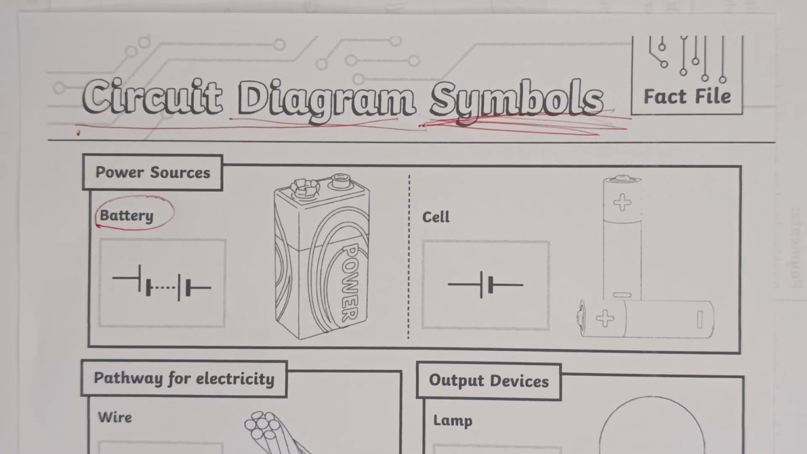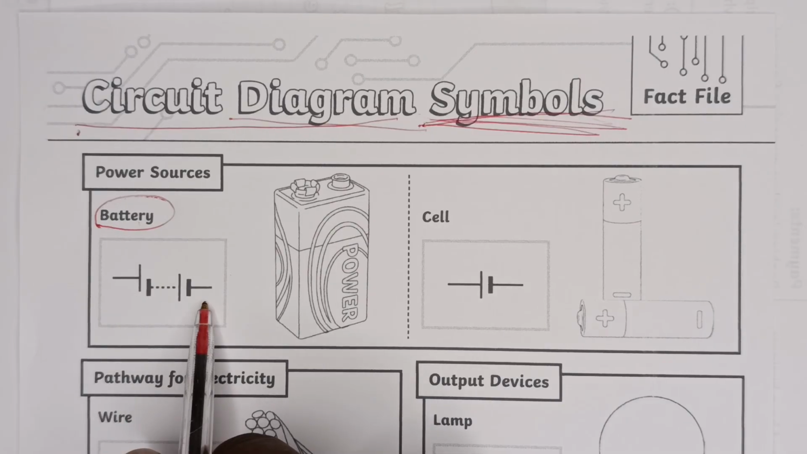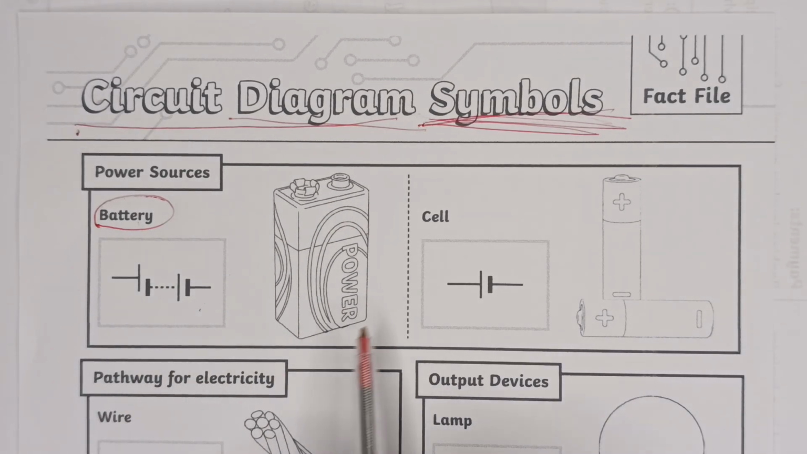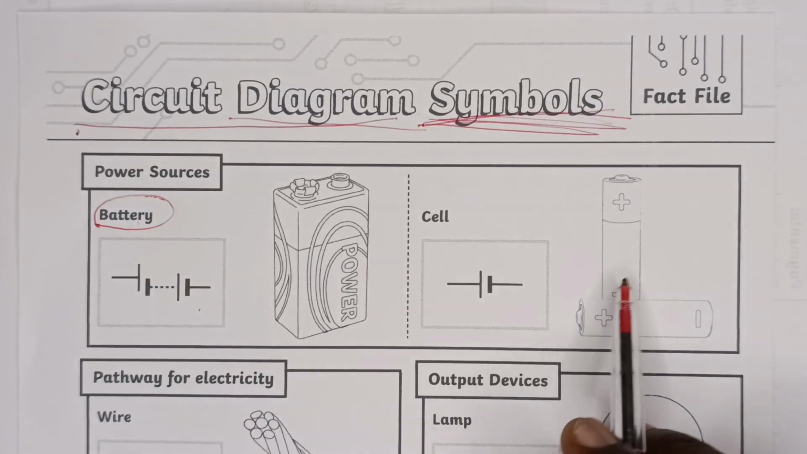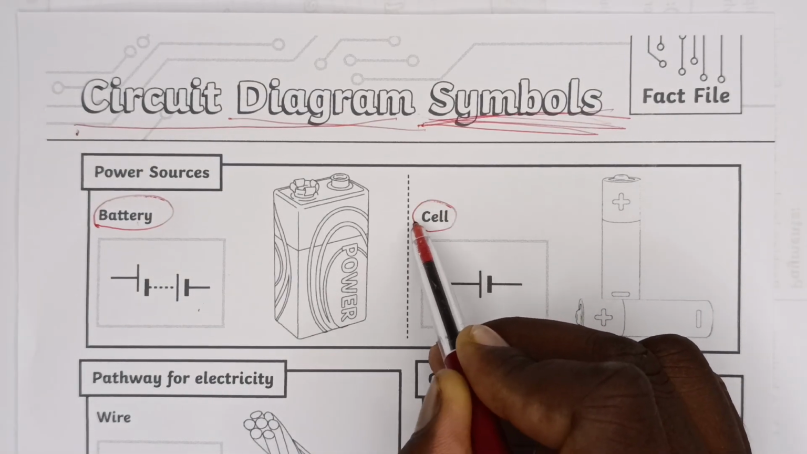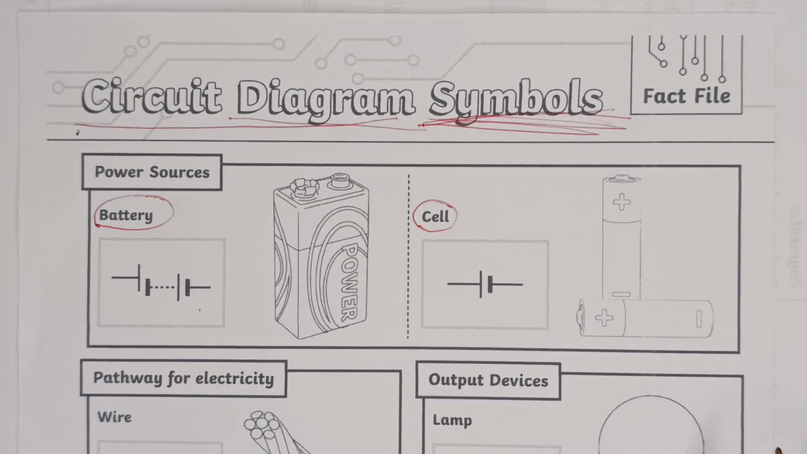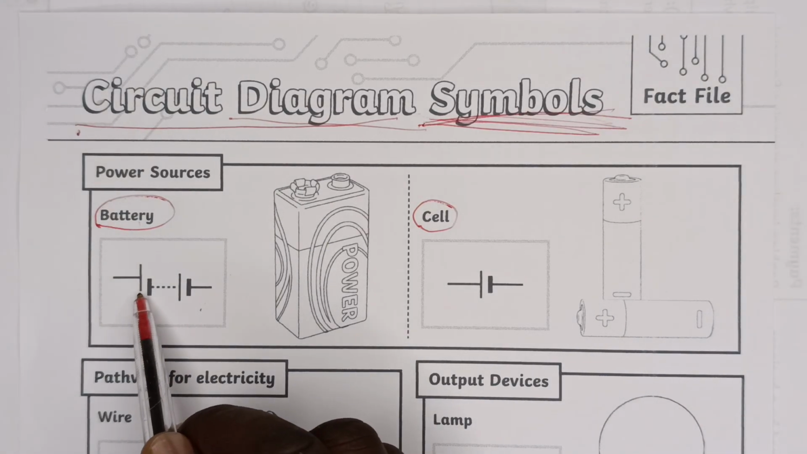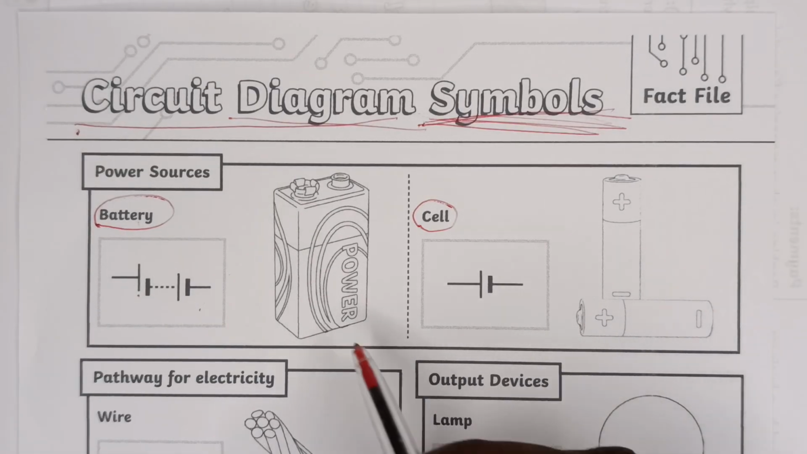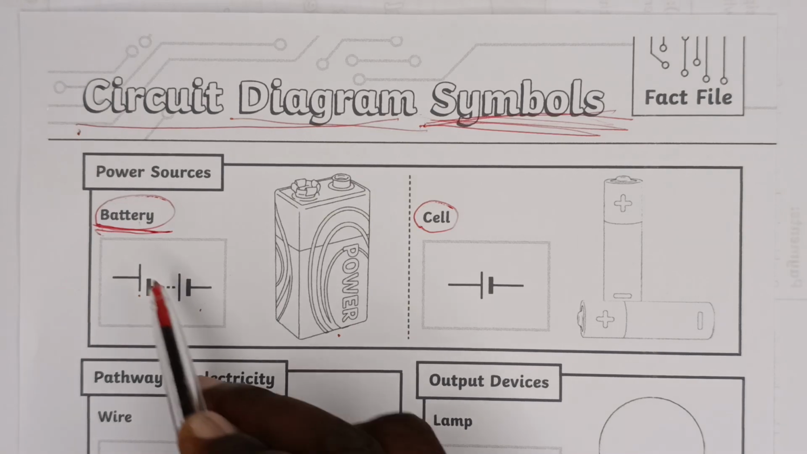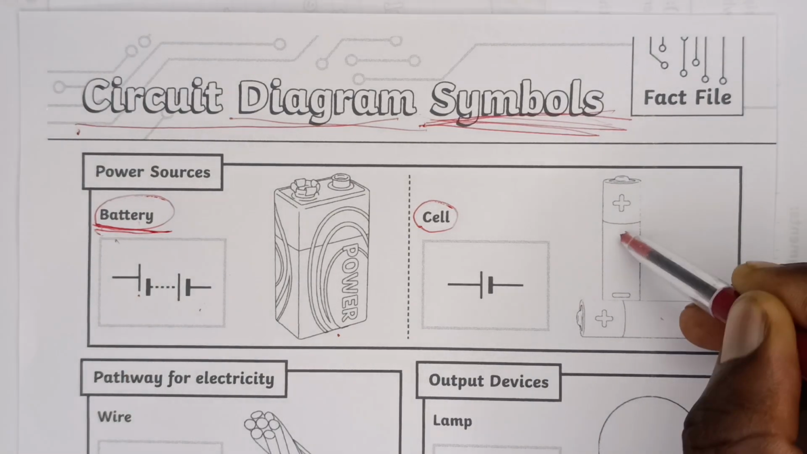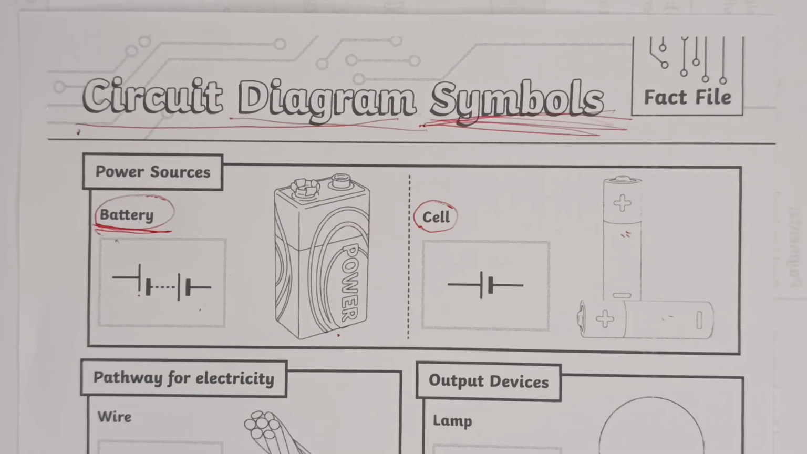The first one that we're going to talk about is the battery. So this is a symbol of a battery. Let's quickly come at this side and look at this one. This is called a cell. These are cells. So remember that a battery is made up of two or more cells. When we say something is a battery, it means it has got two or more cells.